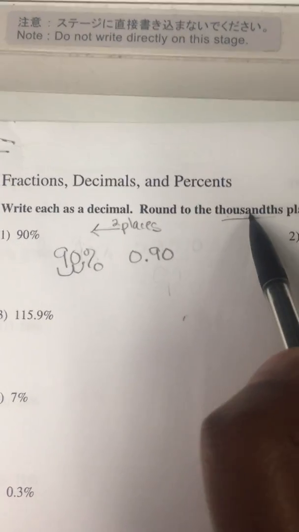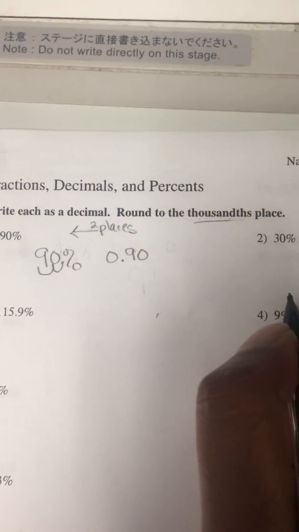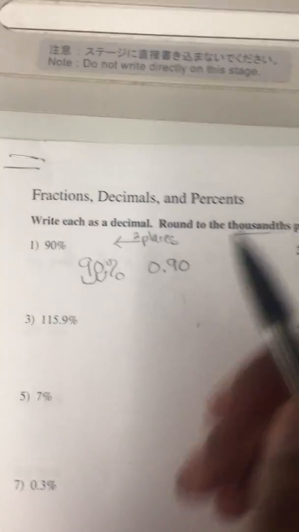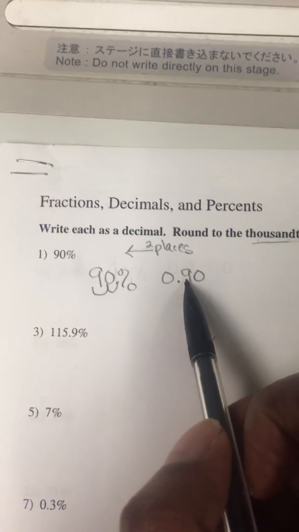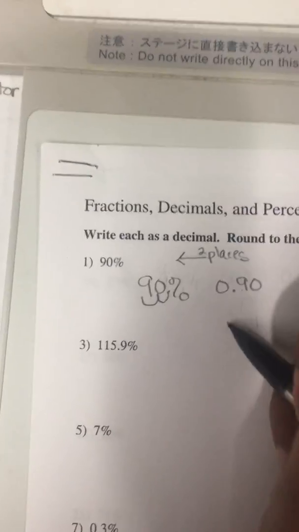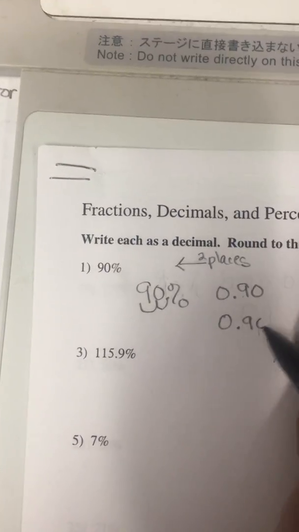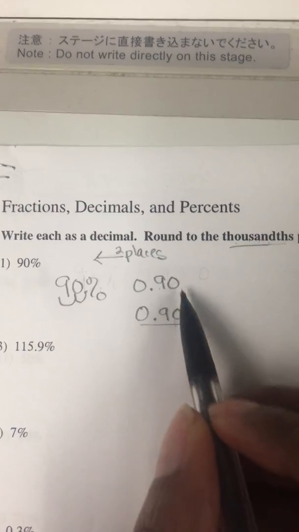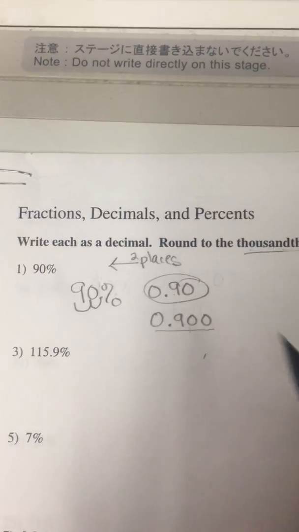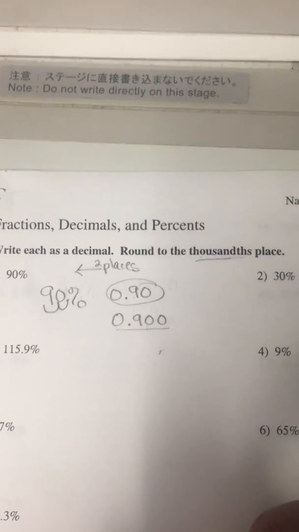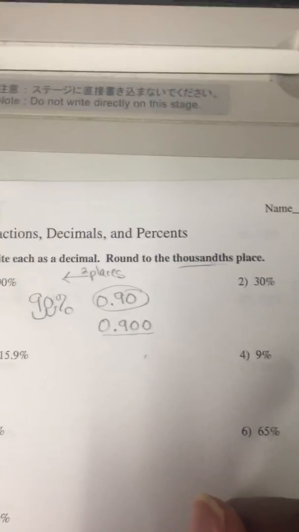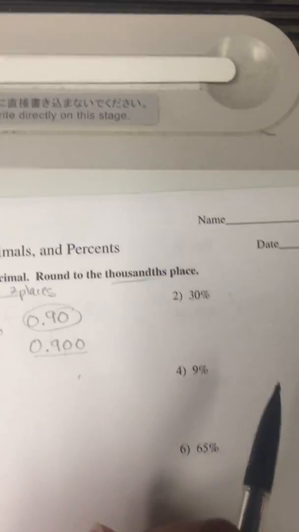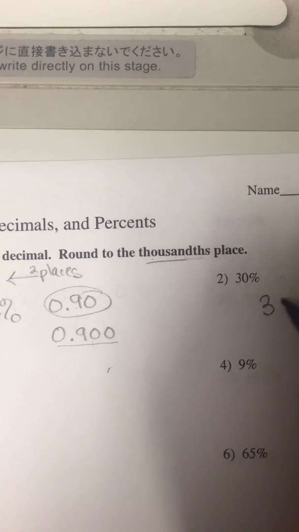Okay, if you follow the directions, which does say round to the nearest thousandths place, this is to the hundredths. This is tenths, hundredths. So if you wrote 0.900, technically you followed directions. If you wrote it as 0.90, which we are used to in all of the textbooks, then that is absolutely fine as well. Okay, for number 2, it says 30%.